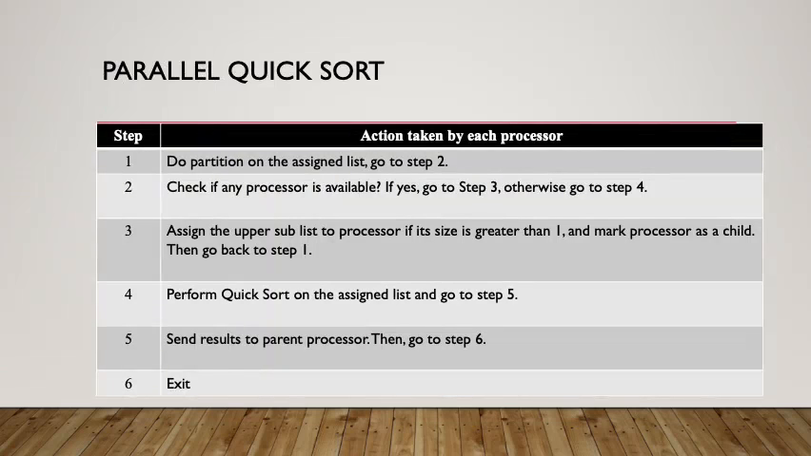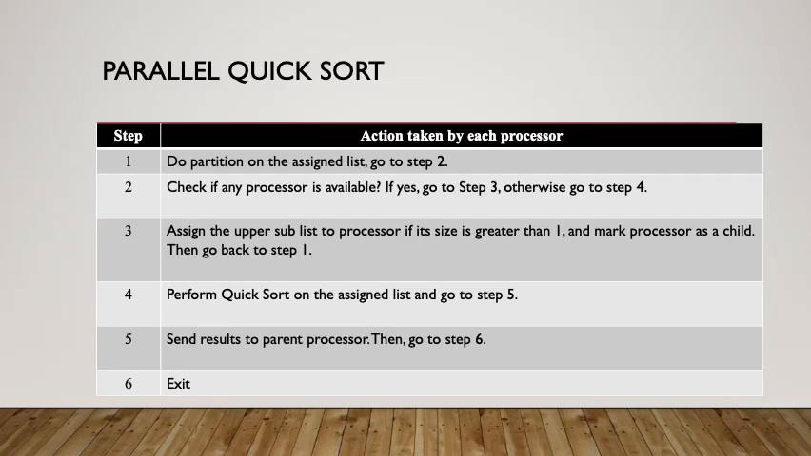The parallel quicksort algorithm can be implemented in different ways, but for our experiments, we use the main idea to do the partitioning on the original list using a single processor and then assign the upper sublist to another processor for further processing. As you can see in the table, these are the steps we followed. At step 1, we do the partitioning on the assigned original list and go to step 2. We check if any processor is available. If yes, go to step 3, which is to assign the upper sublist to the processor if its size is greater than 1 and mark the processor as a child.